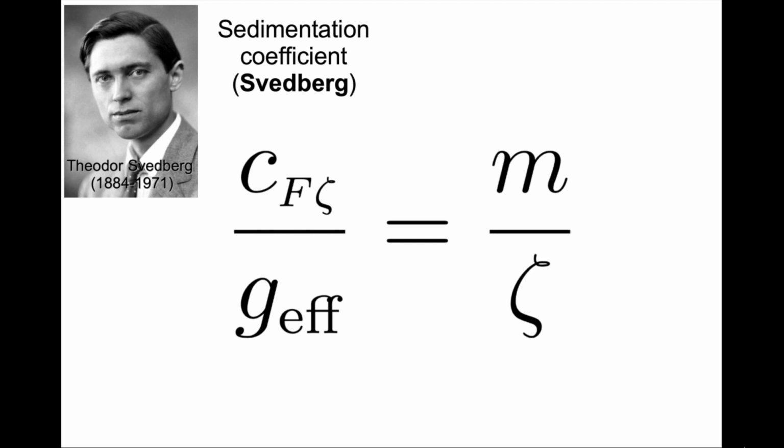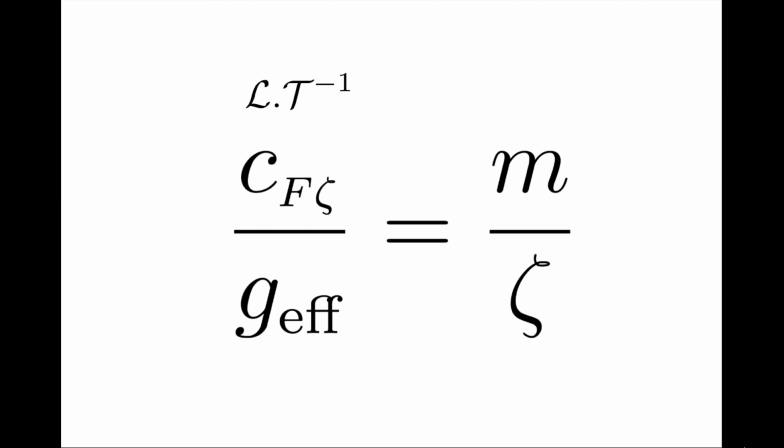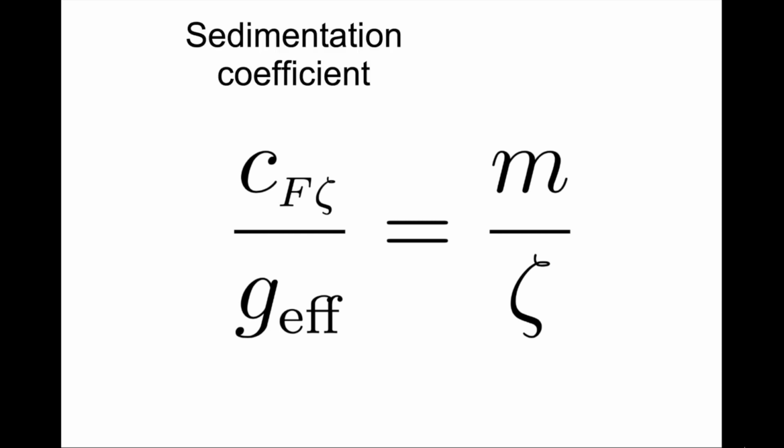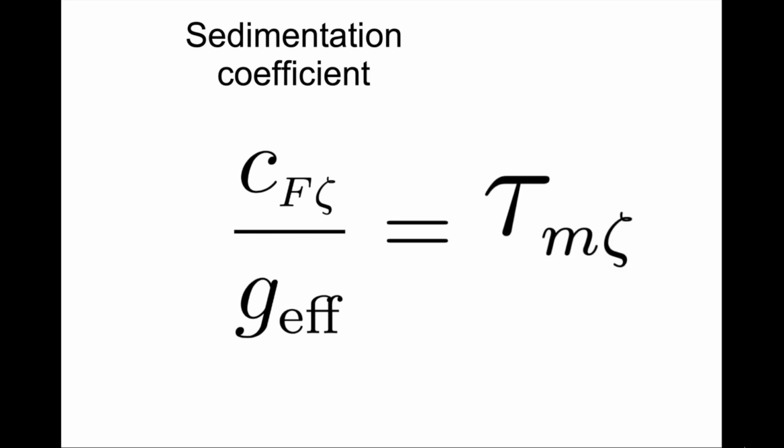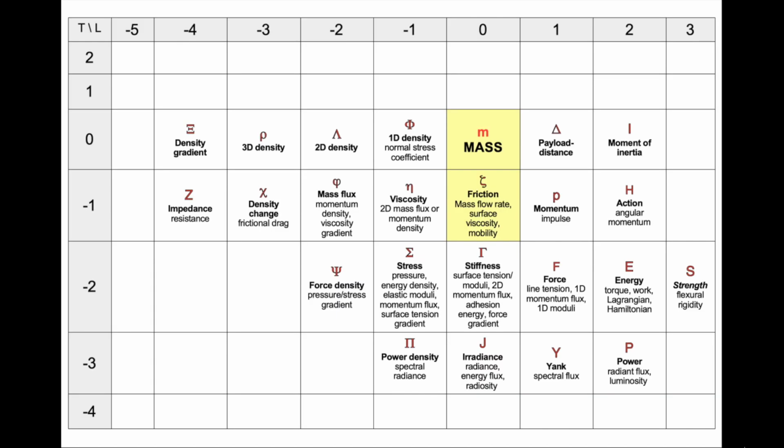By definition, one Svedberg is equal to 10 to the minus 13 seconds. And indeed, a speed divided by an acceleration is a time. The right-hand side reveals that this kinematic ratio of speed and acceleration can also be understood mechanically as a ratio of mass and friction. The sedimentation coefficient is the simple time built from the mass and the friction, a pair on the same column, which we can add to the list of simple times that we started in the last episode.